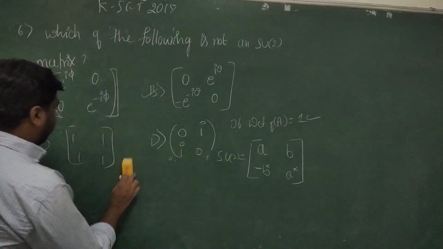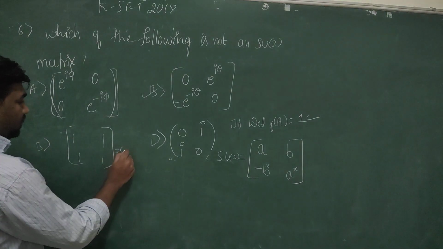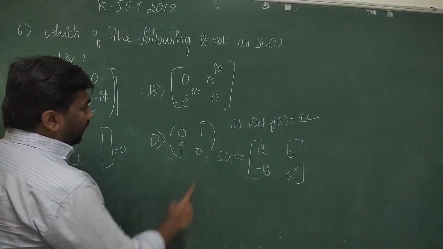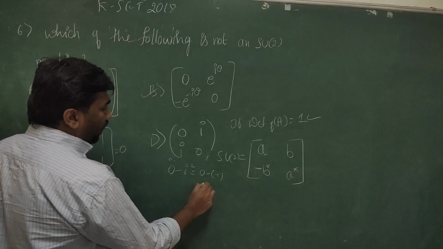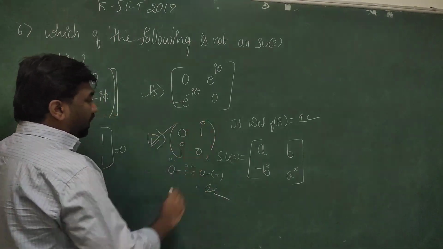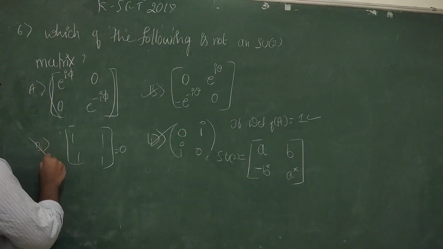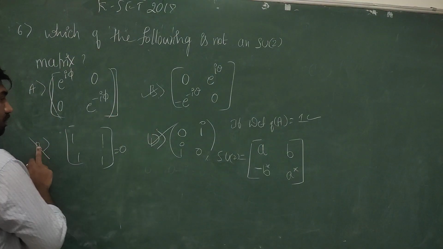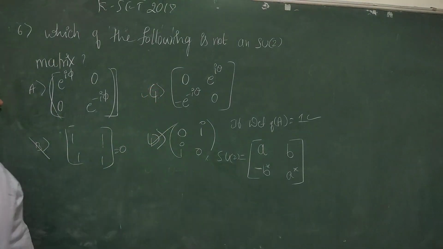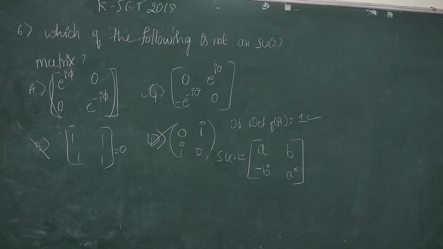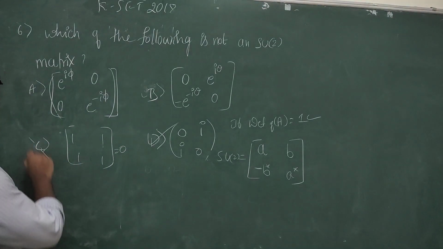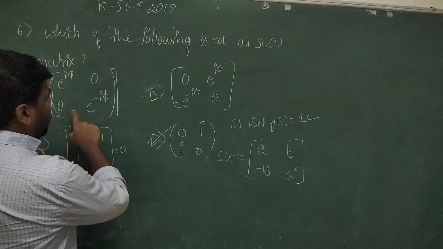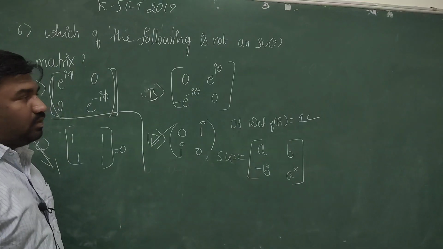Let's check the next one. Its determinant is 1 minus 1, so this is 0. The determinant of this matrix is 0. And the determinant of this other matrix is 0 minus i squared, which is 0 minus of minus 1, equal to 1. So the determinant of this matrix also is 1. So this is B and this is C. Option C is not a correct answer, so we check in options A, B, D which one is correct.